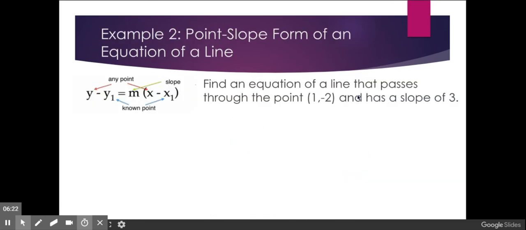So here's an example, point slope form of an equation of a line. Find an equation of a line that passes through the point (1, -2) and has a slope of 3. To start, we would plug into this form. Like I said, this form is great for plugging in when you have a point and a slope. Looking at the name of the form, point slope, that's what we're given. So that's the form we'll start in. So y minus -2 equals 3 times x minus 1 is how you would plug that in. And then to simplify, the double negative becomes plus, and then you can distribute the 3 if you feel like it. You wouldn't necessarily have to.